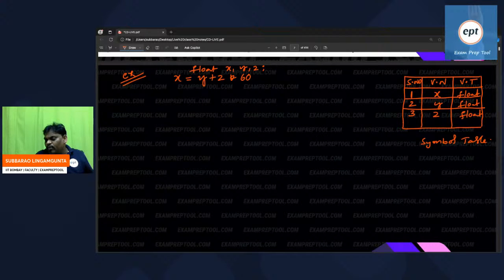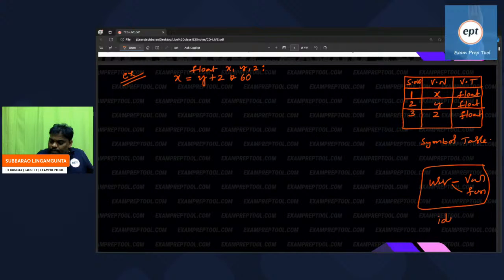User defined variables, user defined functions, these are known as identifiers. Remember, symbol table stores identifiers. From today onwards, if anyone asks you, symbol table stores what? Identifiers. What is an identifier? User defined variables, user defined functions. Those are known as identifiers. They will be there in the symbol table.